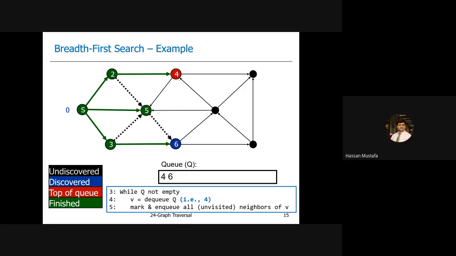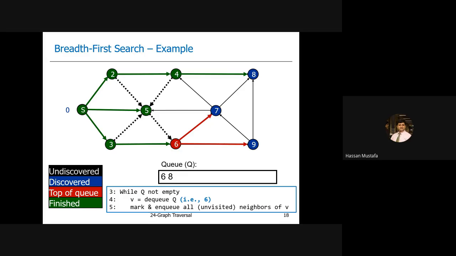For processing 4, I would see the neighbors. Neighbors are 8 and 5. 5 is already processed. I would not insert 5 in the queue. Instead, I would insert 8 into the queue. So now 6 is at the front, and the neighbors of 6 are 7 and 9.